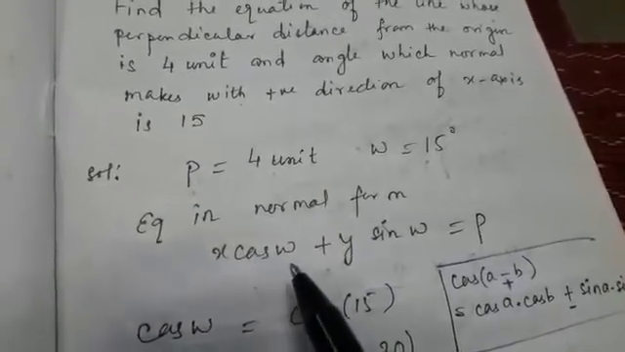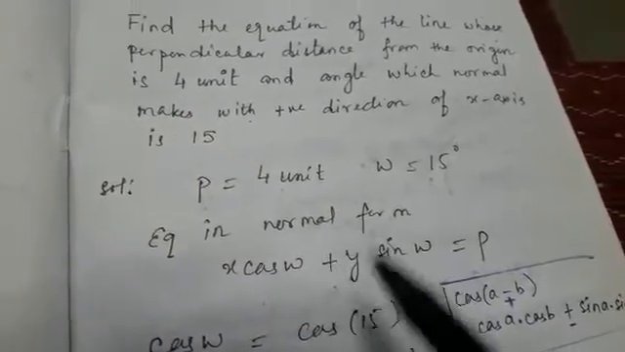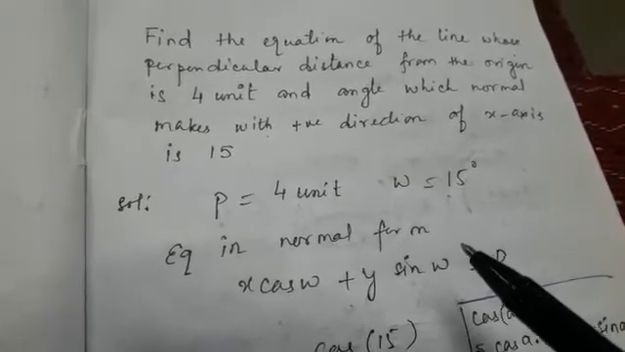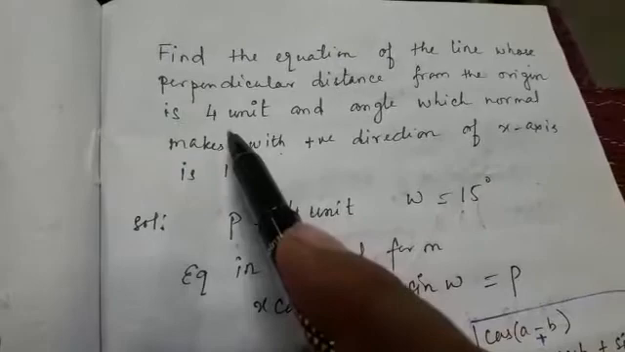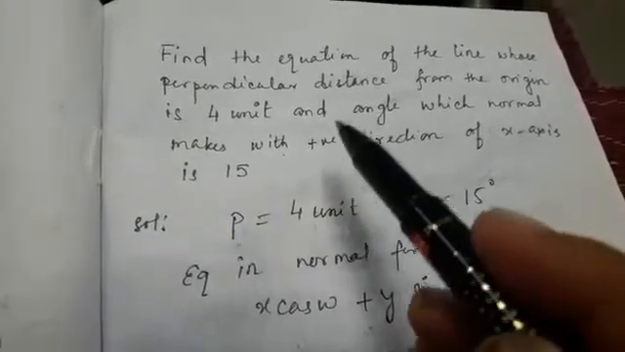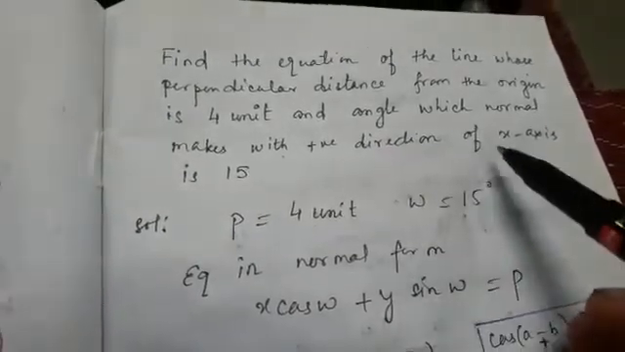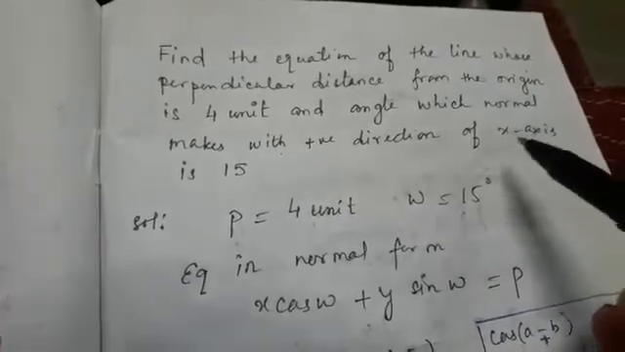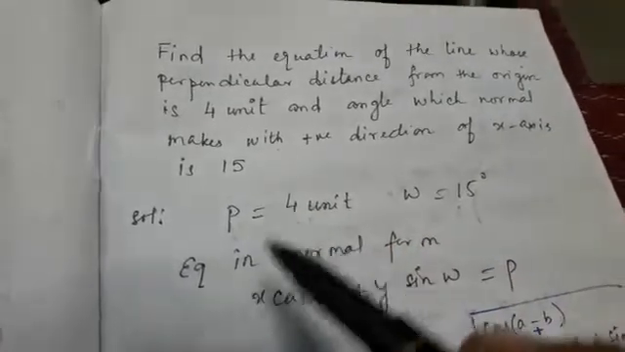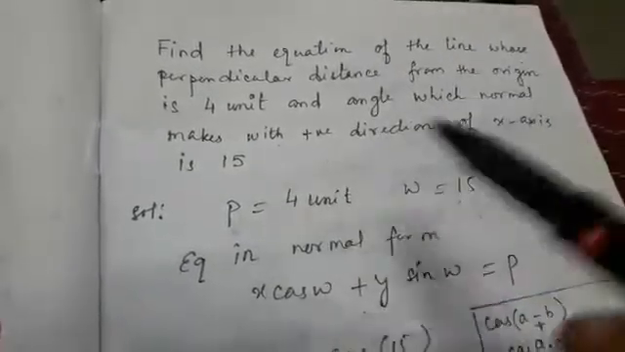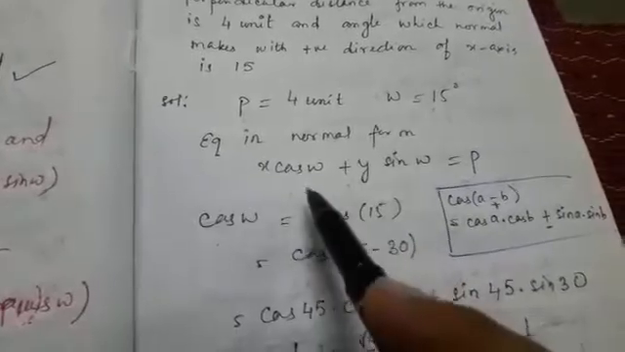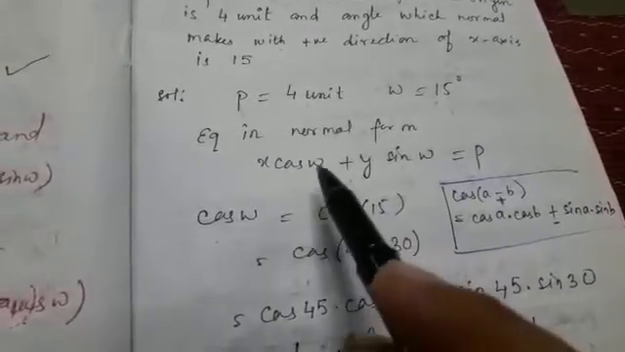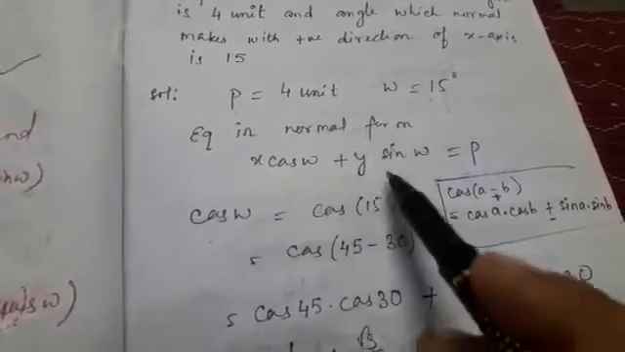How will you understand that this question is of normal form? By seeing that the perpendicular distance p is given and the angle which the perpendicular makes with the positive direction of the x-axis, that is omega, is given. By seeing these two conditions, you have to understand that this is a question of normal form. And if you see the derivation in the last video I have done, you will understand how this formula came.